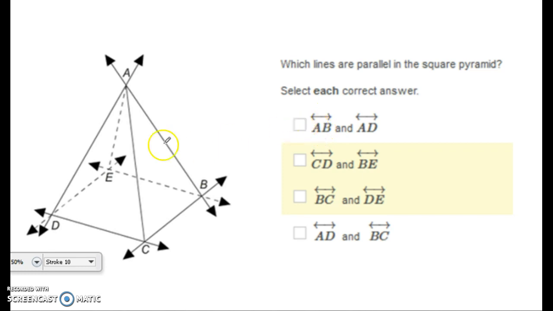So I'm going to check line AB. I'm going to connect from A to B, and line AD, so from A to D. And those are not parallel because they intersect. Those are intersecting lines or skew lines, so we're going to get rid of that one.